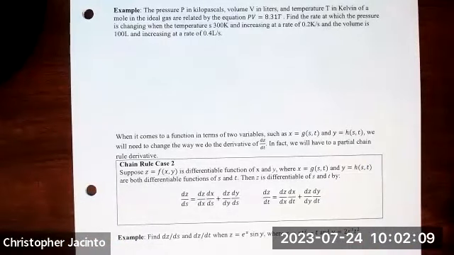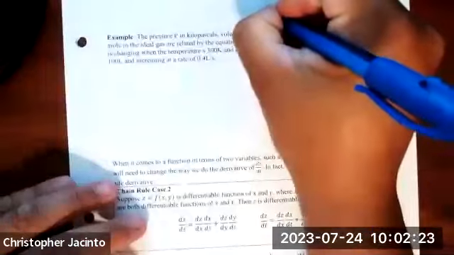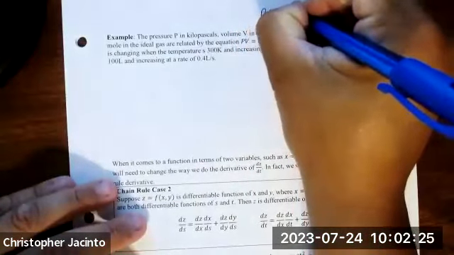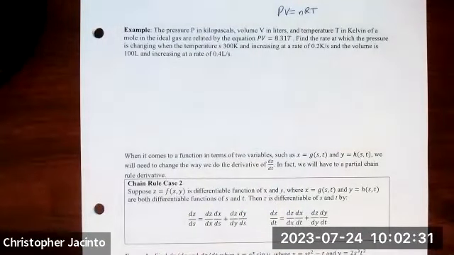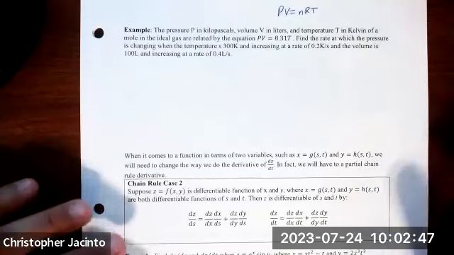The pressure P in kilopascals, volume in liters, and temperature in Kelvin of a mole of an ideal gas are related by the equation PV equals 8.31 T. If you remember, it's the most famous equation, the ideal gas law. Find the rate at which the pressure is changing when the temperature is 300 Kelvin, increasing at a rate of 0.2 Kelvin per second, and the volume is 100 liters and is increasing at a rate of 0.4 liters per second. So it's a lot of stuff happening.